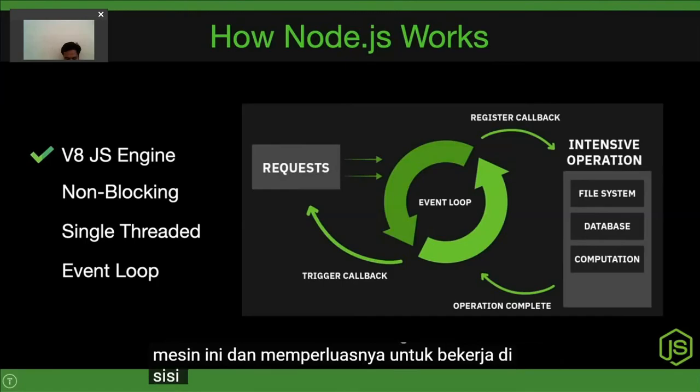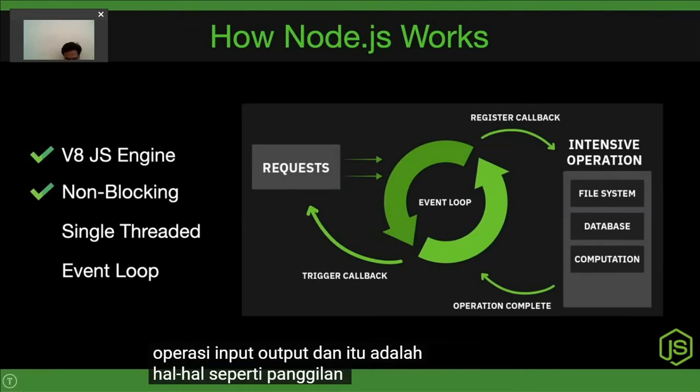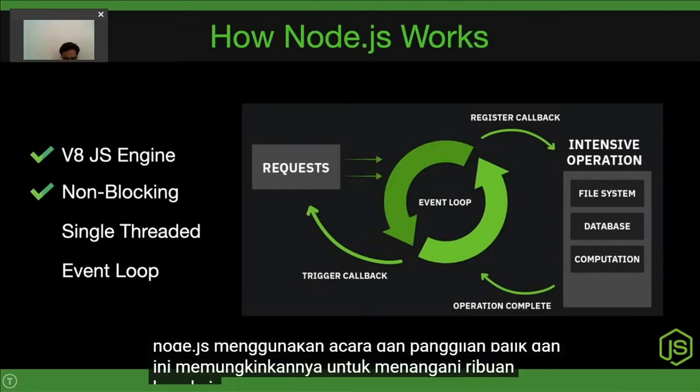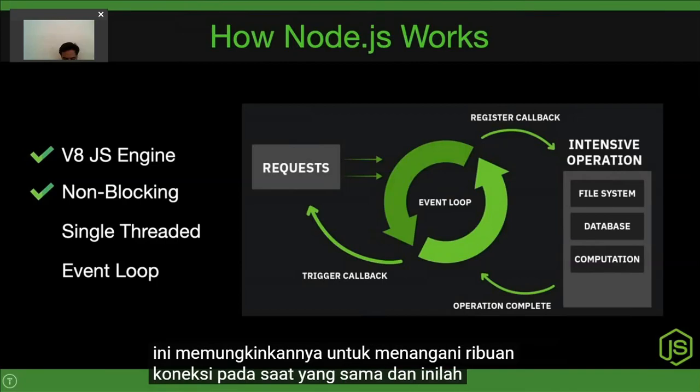Now, Node.js is what we call non-blocking, which means that it doesn't wait around for I/O operations, which are input-output operations. And those are things like network calls, file system operations, database operations. And instead of blocking the execution of code while waiting for these things to complete, Node.js uses events and callbacks, and this allows it to handle thousands of connections at the same time. And this is why Node.js is so fast and efficient.